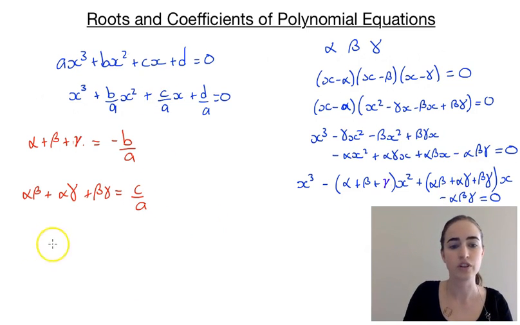And then we look at our constant term, so we've got minus alpha beta gamma is equal to d over a. And I'm going to do the same thing we did up here. I'm going to take the minus off this side, so divide through by -1, and put it over this side instead. So we start referring to these as the sum of the roots 1 at a time, the sum of the roots 2 at a time, and the sum of the roots 3 at a time.